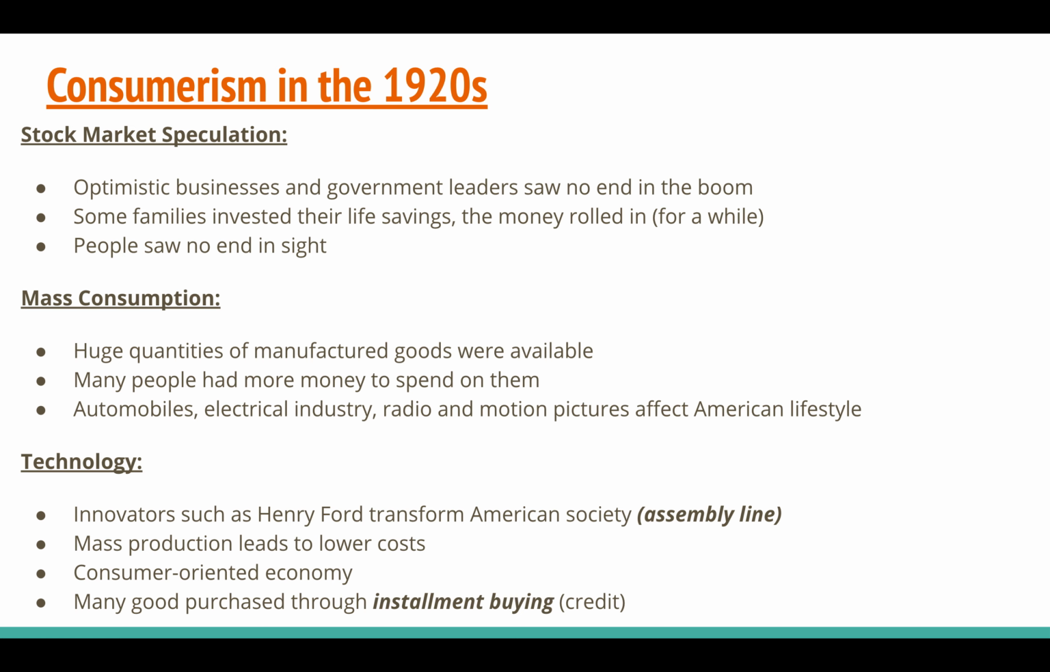Also, mass consumption. People are buying a lot of manufactured goods. I'm not talking about people going to the grocery store and buying tons of toilet paper and paper towels. It's different kinds of manufactured goods during this time. Many people have more money to spend, and when you spend more money, you get more things. You get more stuff. Automobiles, electricity, motion pictures. That's going to affect American lifestyle. We'll talk about the culture of the 1920s in a slide or two.